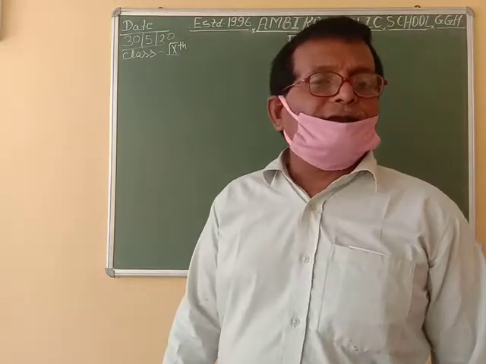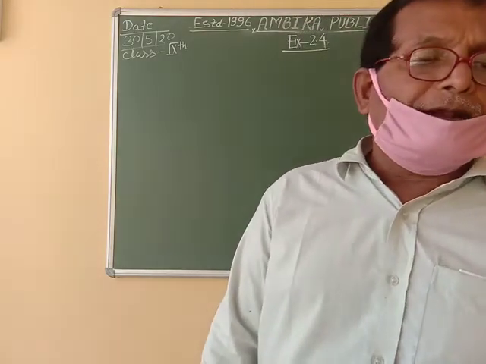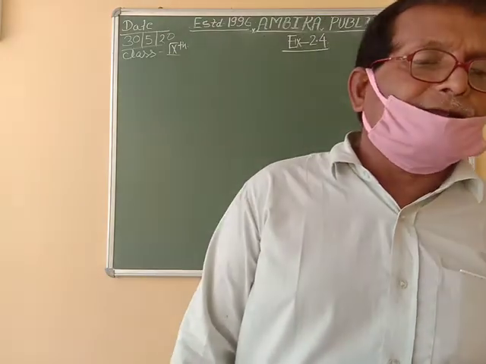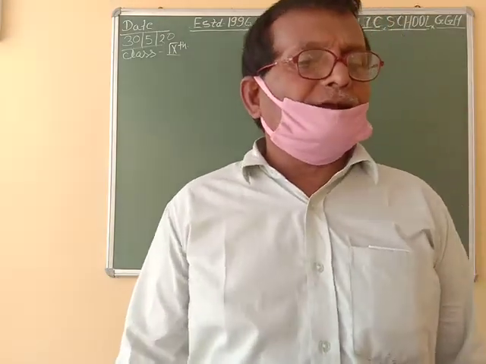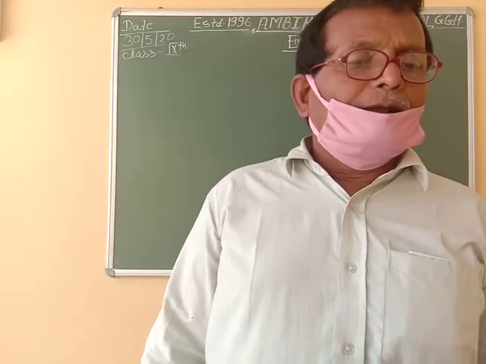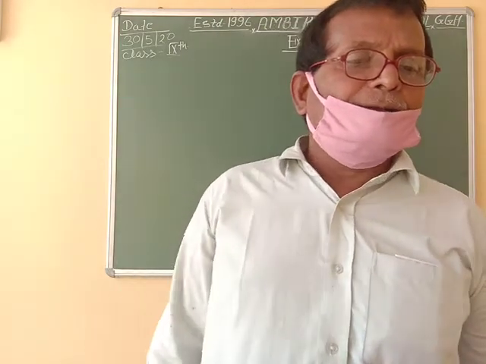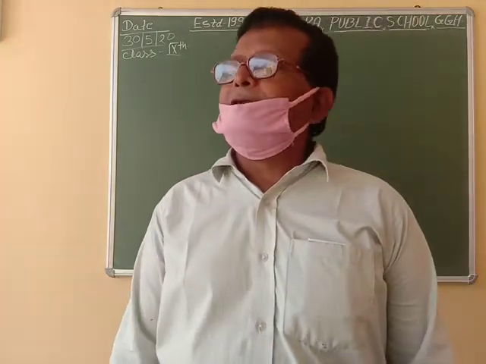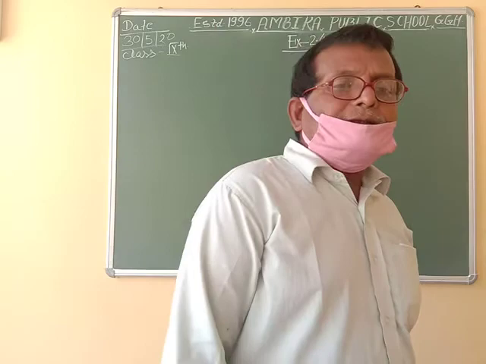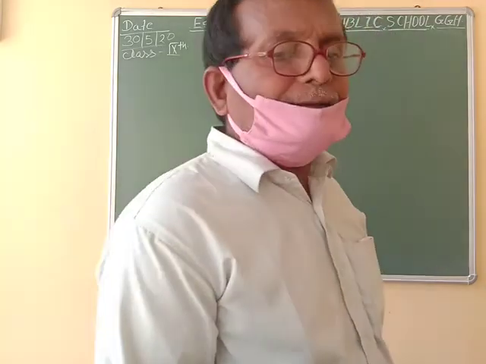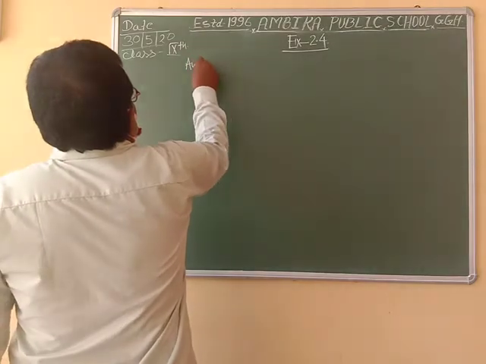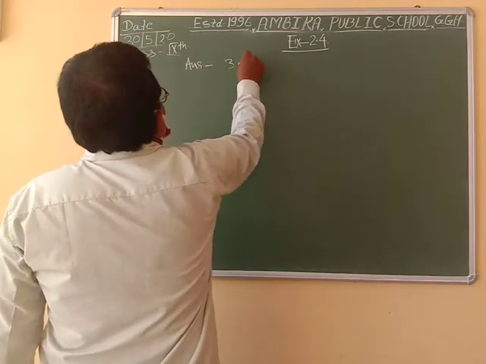x minus 1 is a factor of p(x), so we put the value of x in p(x). If p(x) is equal to 0, then it is verified that x minus 1 is a factor of p(x). So putting x is equal to 1 in p(x). Answer 3, part 1.